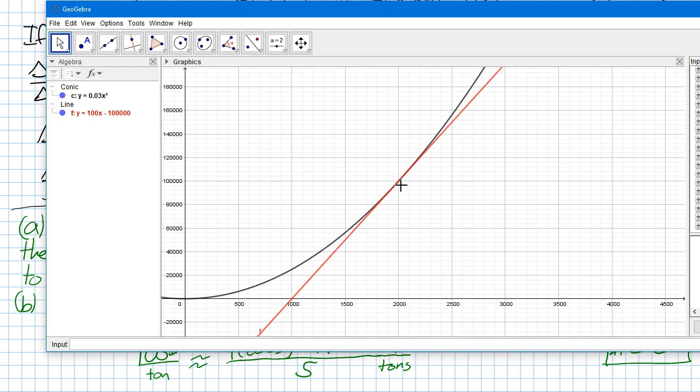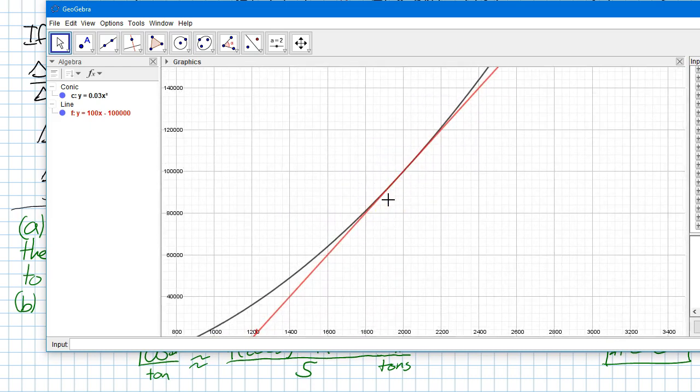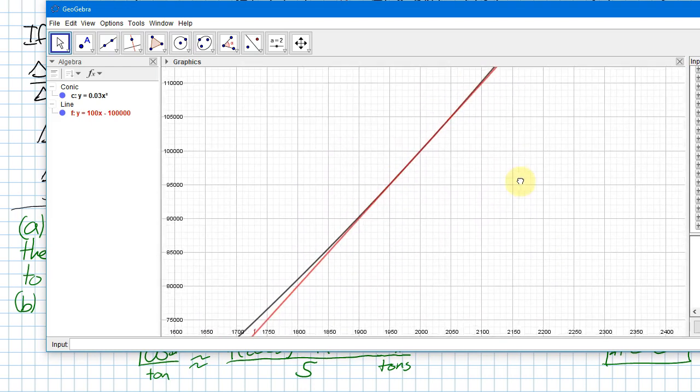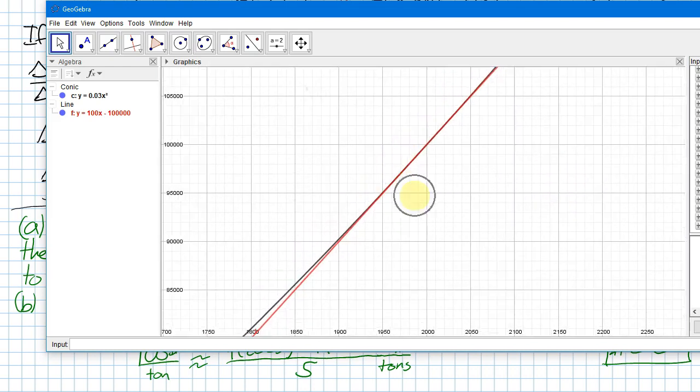And so what you can see is, as long as you have a regular old smooth function, as long as you're talking about values of x really close to 2000, there isn't much difference between the black curve and the red curve here. And if you zoom in, you can see they really do get to be almost exactly the same.